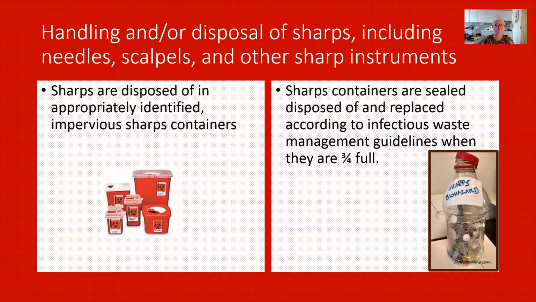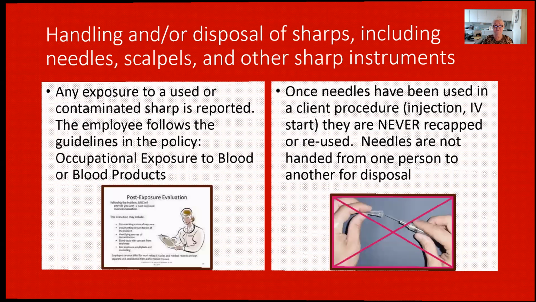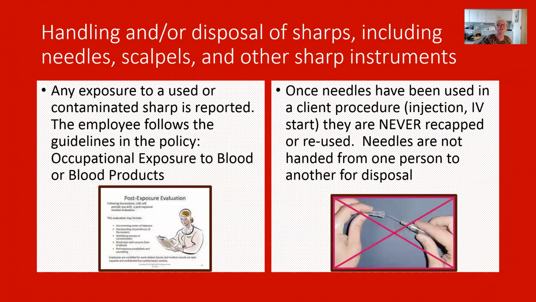Sharps are disposed of in appropriately identified impervious sharps containers. Sharps containers are sealed, disposed of, and replaced according to infectious waste management guidelines when they are 3/4 full or 2/3 full. Any exposure to a used or contaminated sharp is reported. The employee follows the guidelines of the policy: occupational exposure to blood or blood products.